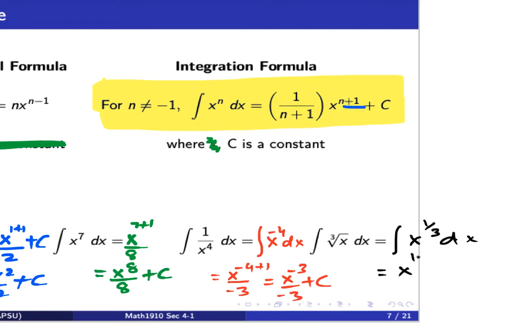So it is 1/3 plus 1. Now 1/3 plus 1 is 4/3, which we can write by flipping it, taking the 4/3 into the denominator. It's 3/4 x to the power 4/3 plus c.